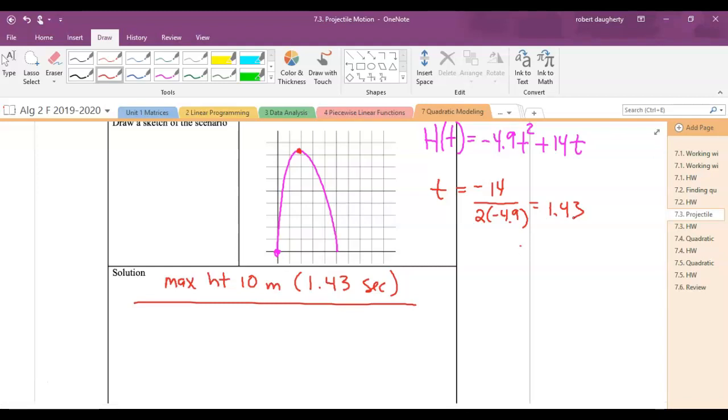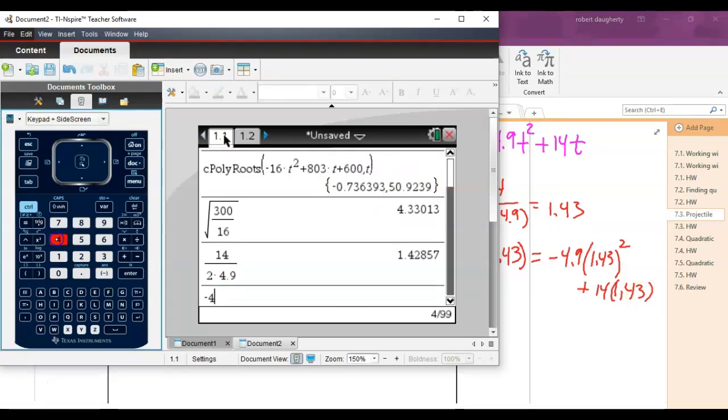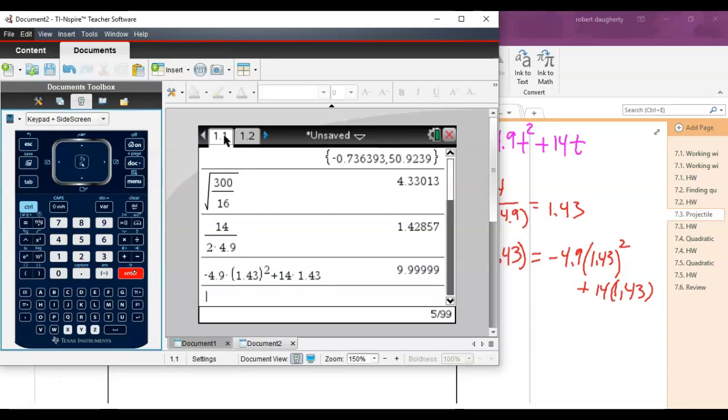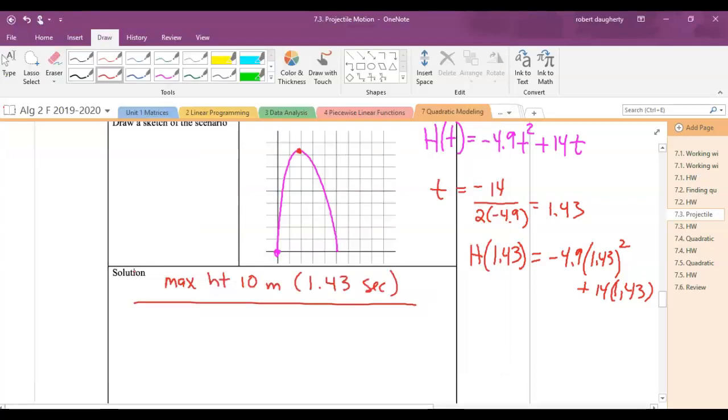Plug this back in. So h of 1.43 is equal to negative 4.9 times 1.43 squared plus 14 times 1.43. Okay, so I can plug that in my calculator. Negative 4.9 times 1.43 squared plus 14 times 1.43 equals 9.9999, which we can call that number 10. So h is 10. So that's the maximum height. So either way to get that, yes.